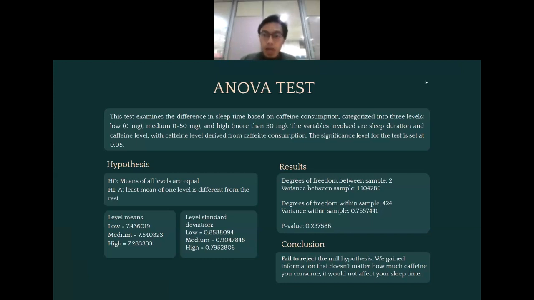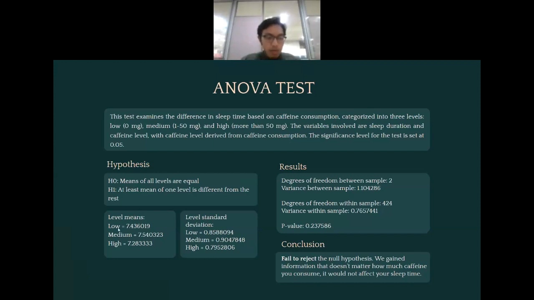The variables involved are sleep duration and caffeine level, with caffeine level derived from caffeine consumption. The significance level for the test is 0.05. In the hypothesis, the null hypothesis is that the means of all levels are equal, and our alternative hypothesis is that the mean of one level is different from the rest.